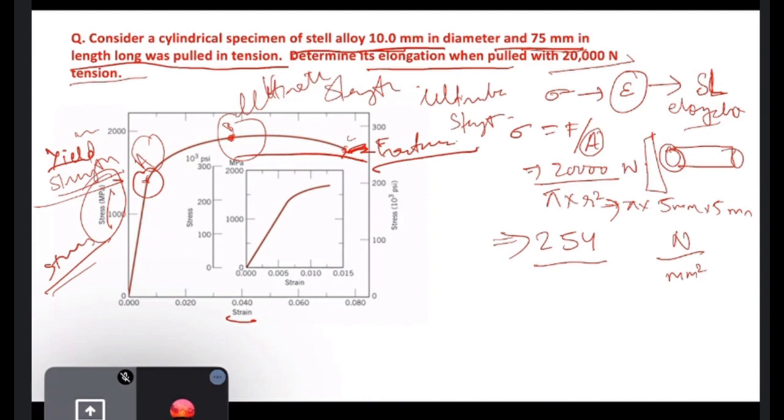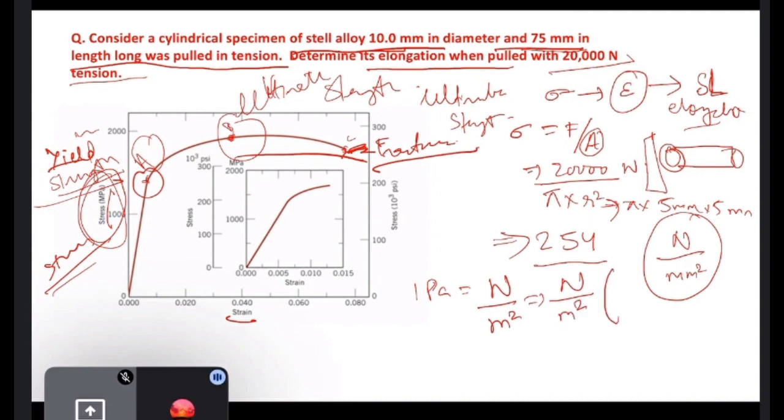Yes, you are right. But our units are in Newton per millimeter square, and the values over here are given in megapascal. So we need a unit conversion. Got it? 1 Pascal has the unit of Newton per meter square. If I want to change into millimeter, what will I do? 1 meter square is equal to 1000 millimeter, since I have power 2, then 1000 millimeter squared.